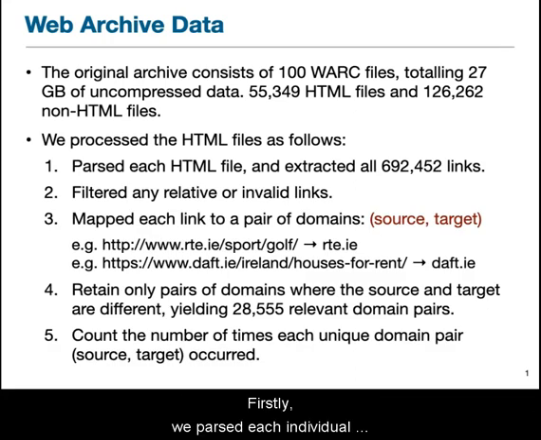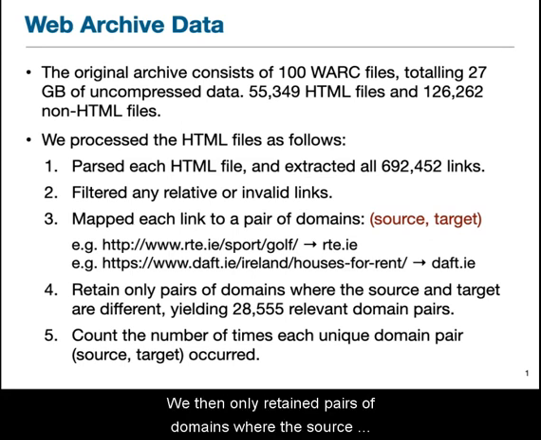Firstly, we parsed each individual HTML file and extracted all of the hyperlinks. This yielded nearly 700,000 links across all the files. We then filtered any relative links or links that had an invalid format. For each remaining link, we took the URL of the original source page containing the link and the target link and then mapped them to their domain addresses. This gave us a source and target domain pair for each link.